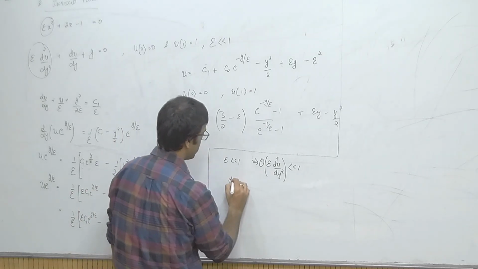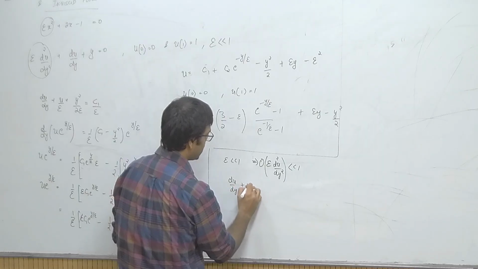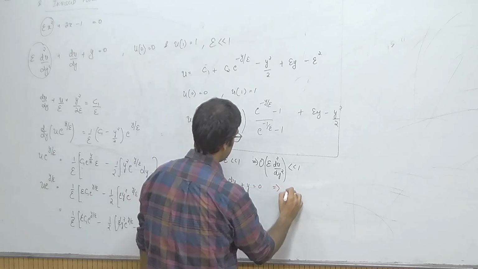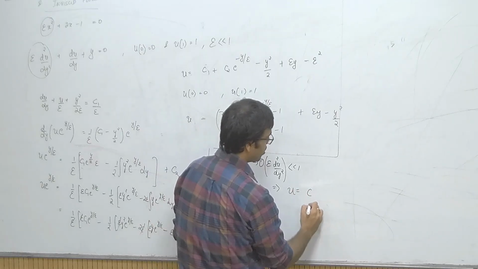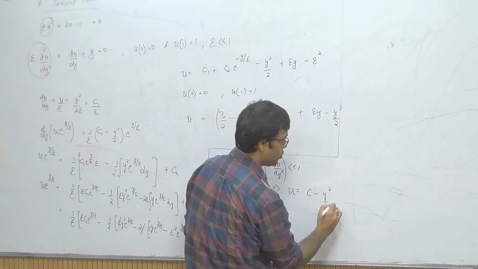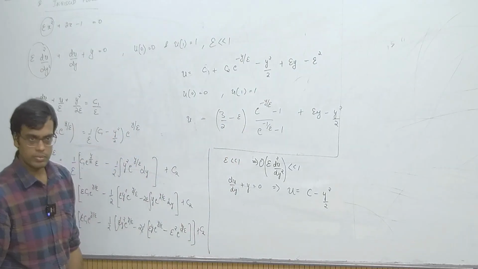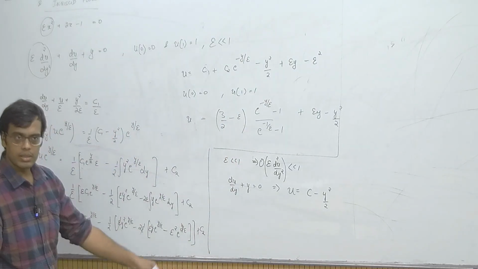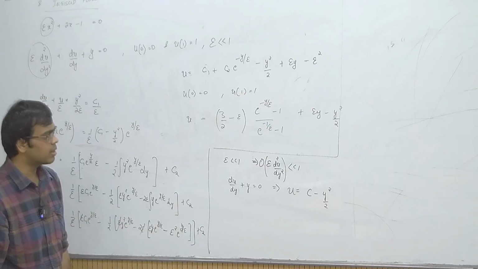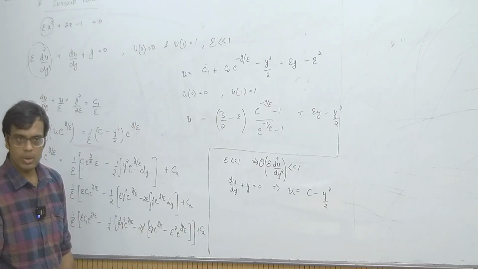So, we get du by dy plus y equals 0, which means u is equal to some constant minus y square by 2. Okay. This simply means that u is some constant minus y square by 2.